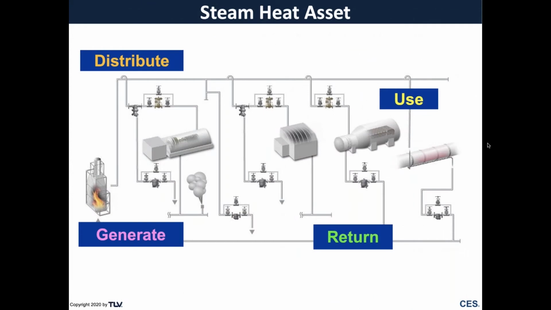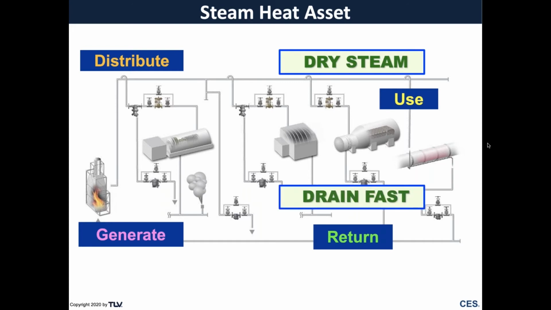Let's take a look at our steam heat asset. We're going to generate, distribute, use, and return the condensate from the steam system. We want to get dry steam so that we can optimize the heat to our production asset. We want to drain the condensate fast out of the equipment so that we're getting really the steam heat on the heat transfer surface. And we want to recover the condensate because it's got an energy benefit. This particular part of the webinar is going to focus on the dry steam aspect.